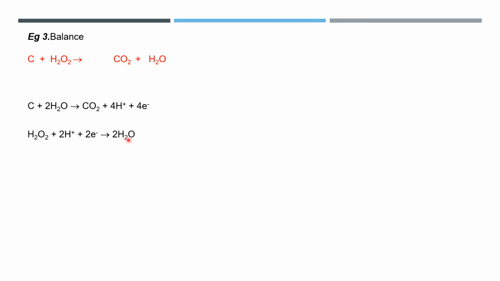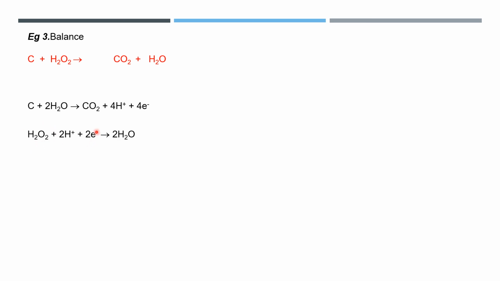You will have 4 hydrogens, 2 oxygen. So we have 4 hydrogens here and we have 2 hydrogen. So we add 2 moles of H plus and then balance it up by putting 2 electrons. So this is a reduction equation where hydrogen peroxide is an oxidizing agent.